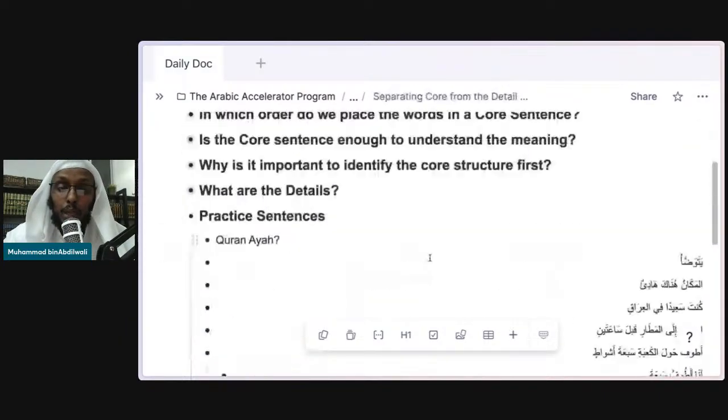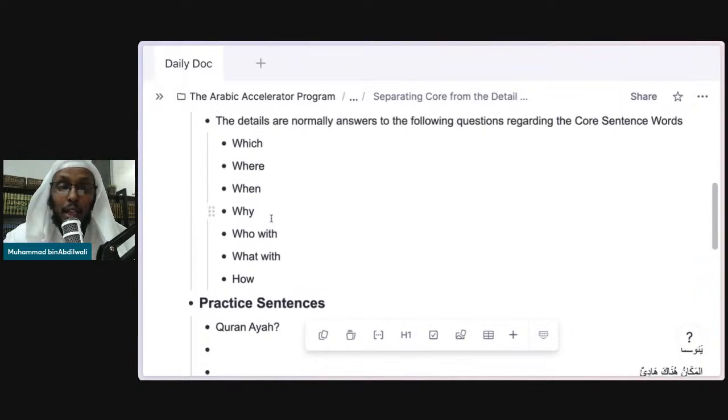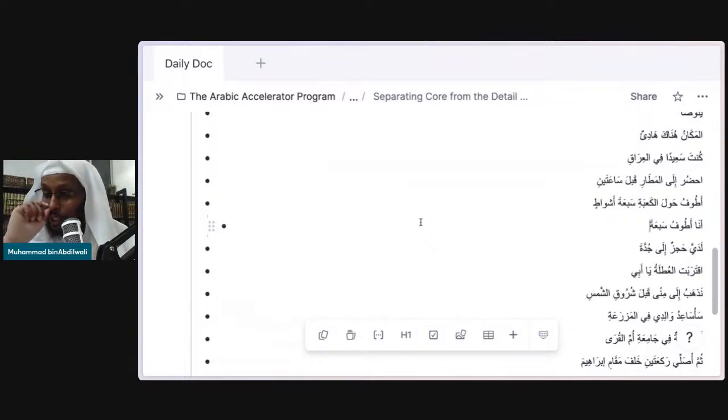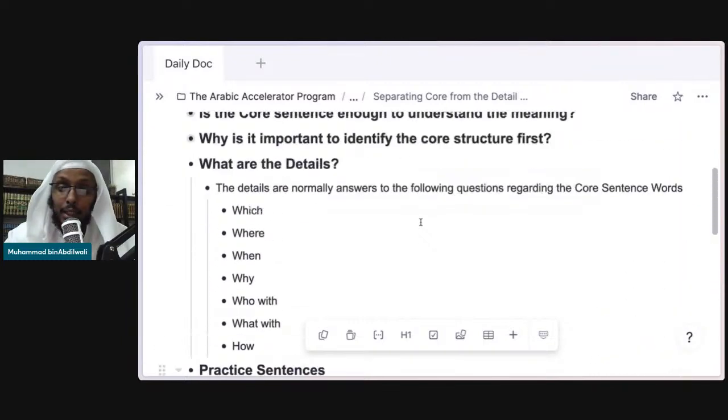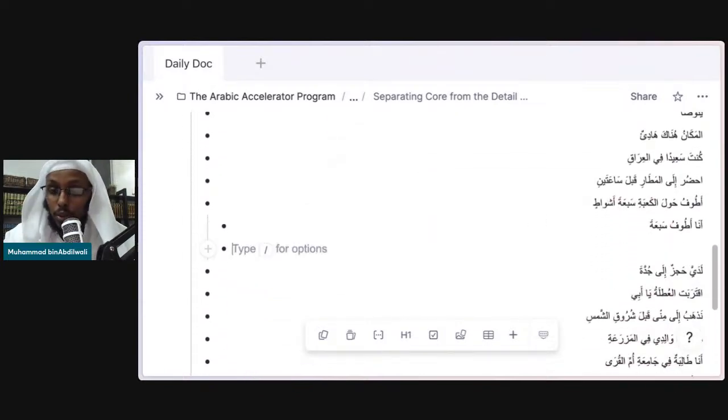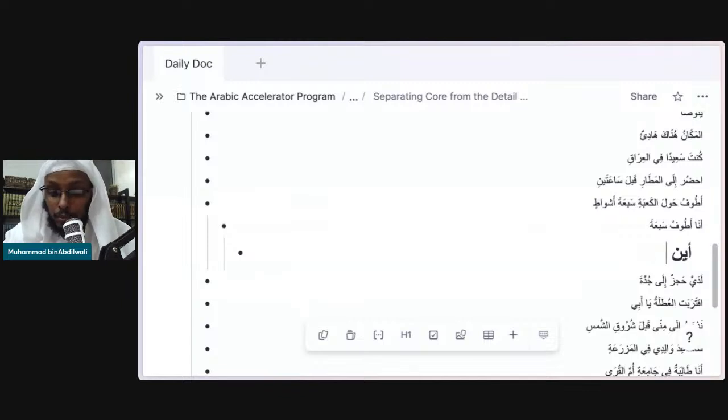We said detail could be an answer to any of these questions, right? Which, where, when, why, who, with, what, whatever. So what is the detail here? Like we said, the details are normally answers to the following questions. Let me write the questions for you and then you'll see how the details answer. So, أين طفت? Where did you make tawaf? The answer is حول الكعبة.